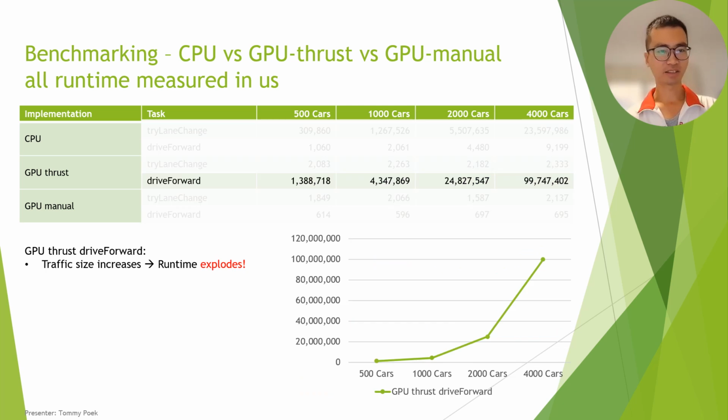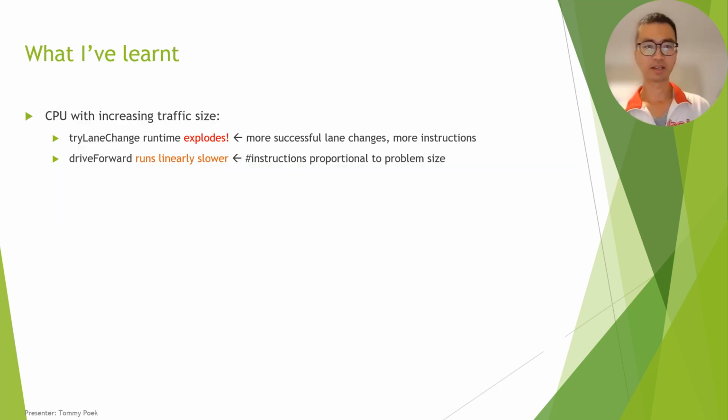Now, the last one we see is the function that's in trouble here. The runtime explodes with the increasing traffic size. So not only does it not get optimized, it also explodes, which I'm not going to explain now, but I'm going to summarize later. So let's summarize here.